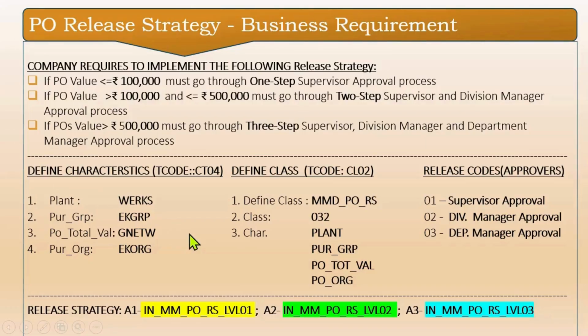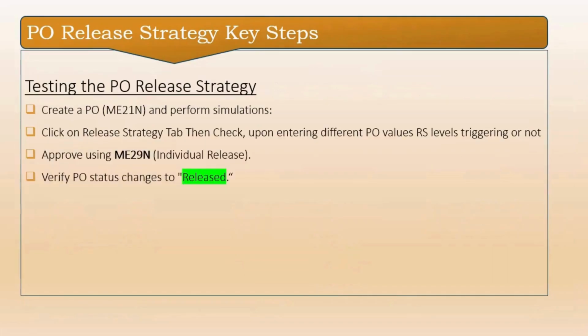Before we create the purchase order and check our release strategy, we have accomplished this business requirement. We have done this complete task. We have finished this task. Now, let's move on to the next slide.